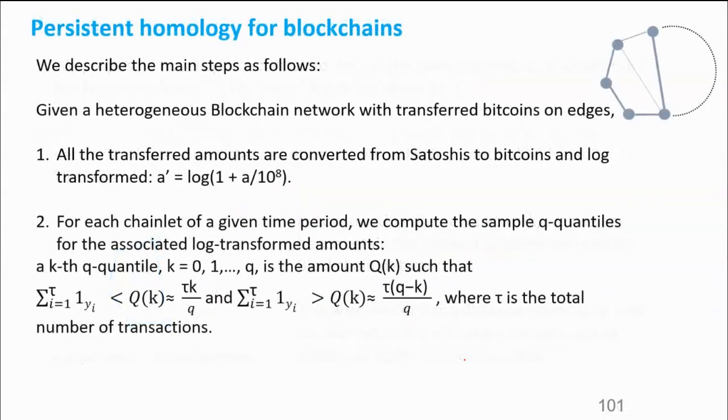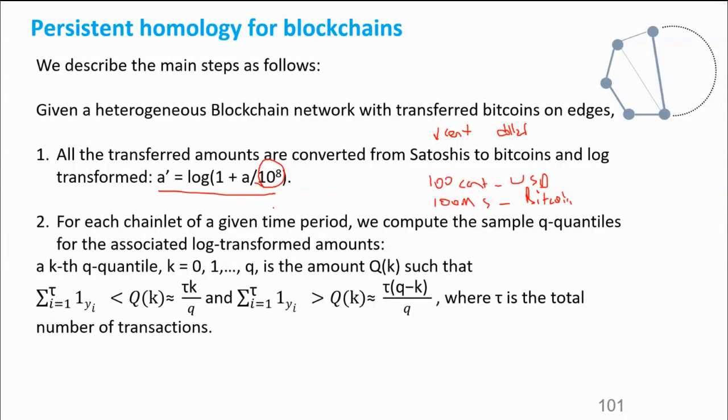We describe the main steps as follows. Given a blockchain network with transferred Bitcoins, we convert all the amounts from Satoshis to Bitcoins, and Satoshi here is a unit of Bitcoin. For example, it has the same role as a cent in a dollar. And we log transform it because Satoshis are very large. There are 100 cents in a US dollar. There are 100 million Satoshis in a Bitcoin. So 10 to the power of 8 comes from that.